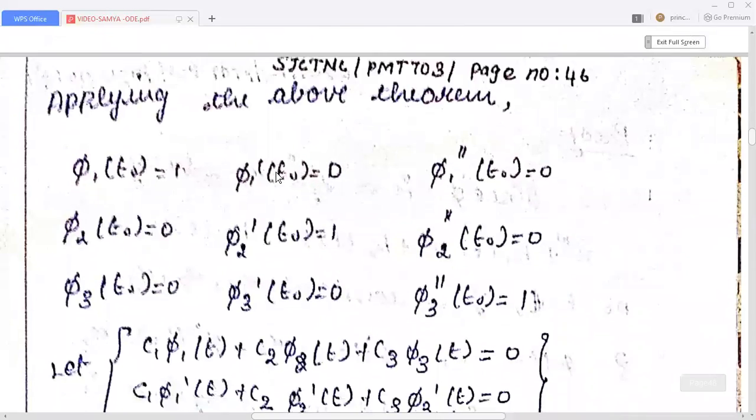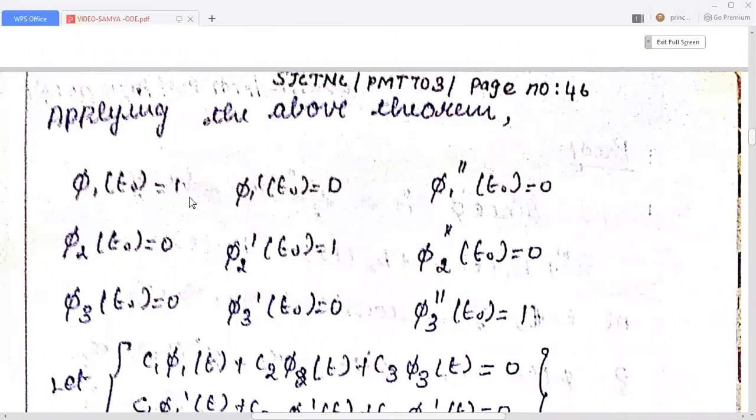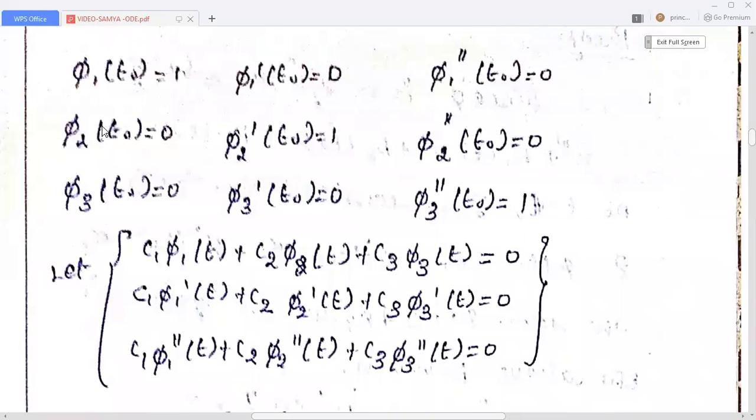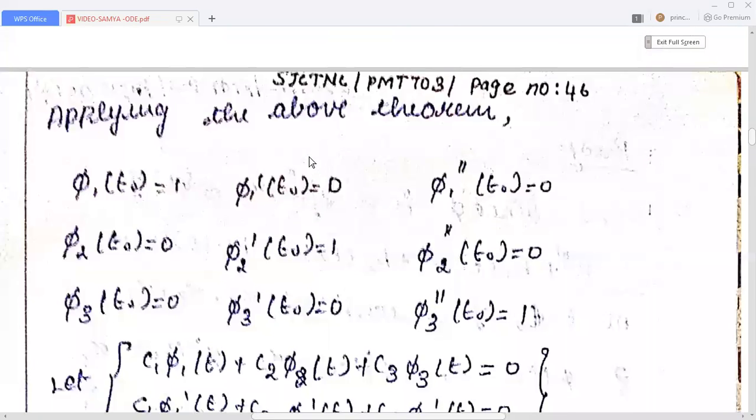So applying the above theorem, here we use these initial values. Phi 1 of t naught equal to 1, phi 1 dash of t naught equal to 0, phi 1 double dash of t naught equal to 0, phi 2 of t naught equal to 0, phi 2 dash of t naught equal to 0, phi 2 double dash of t naught equal to 0. Then phi 3 of t naught equal to 0, phi 3 dash of t naught equal to 0, and phi 3 double dash of t naught equal to 1. So this will be an initial data.